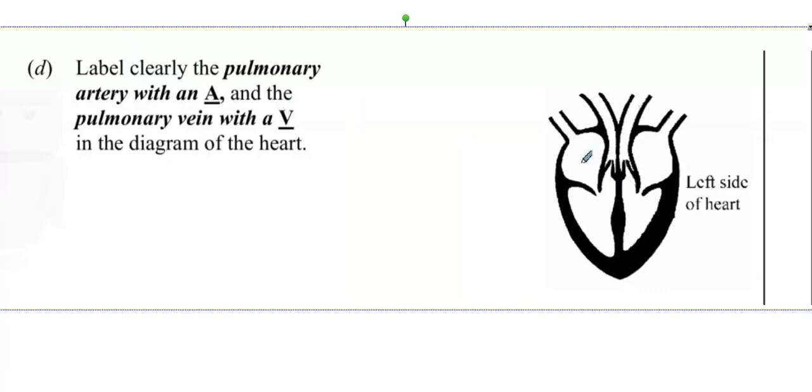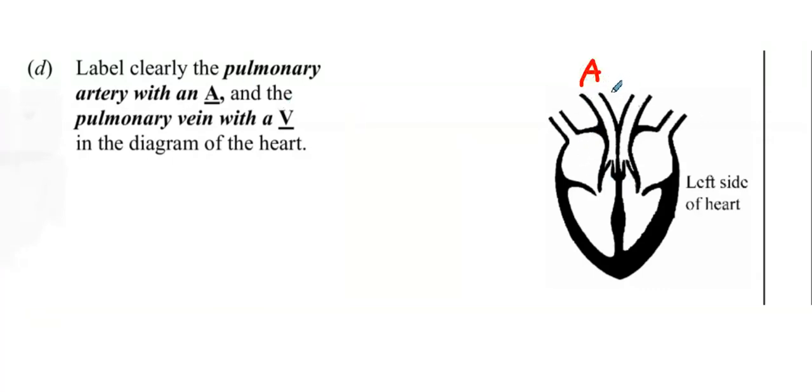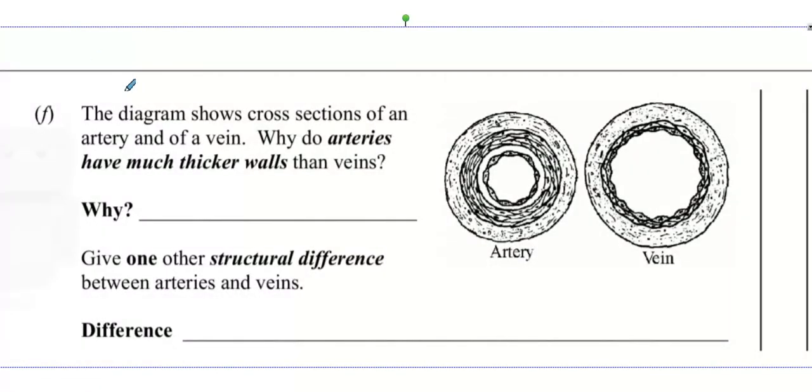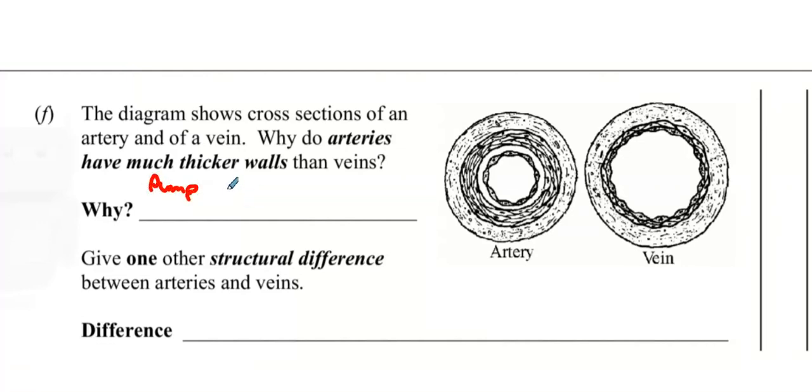Label clearly the pulmonary artery with A. Pulmonary artery is A. Label V, the pulmonary vein, that's V. Alright, done. Next part. The diagram shows cross sections of an artery and a vein. Why do arteries have much thicker walls than veins? They pump blood at high pressures and speeds around the body.